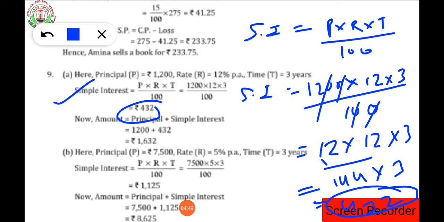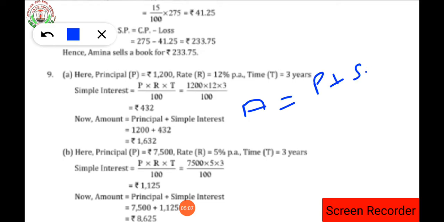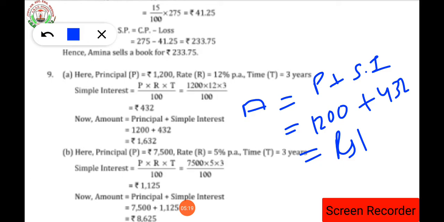Since the question asks to find the simple interest as well as the amount, what is the formula for amount? Amount is equal to principal plus simple interest. So what is the principal? We have 1200 rupees plus SI, which is 432. Add it, and you will get the required answer as 1632 rupees. So this is the answer for question number 9, A part. The amount is 1632 rupees. Clear?